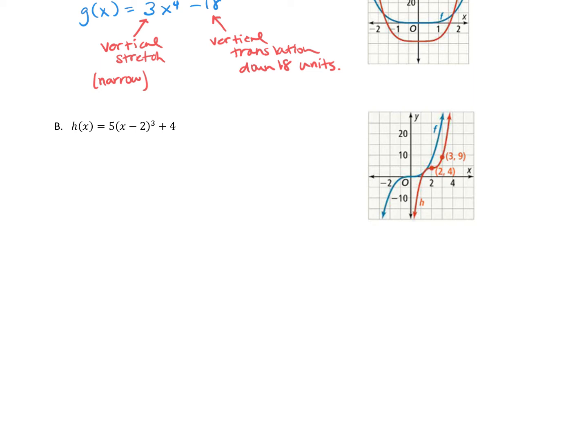Okay, so we have our second example, h of x equals 5 times x minus 2 raised to the third power plus 4. So what is the parent function here? I'll go ahead and just call the parent f of x. I can see here's the x, and here we're raising it to a third power. So x to the third power is the parent function. If we look at the graph, the f function in blue, this is the parent function for your cubic functions. It goes through the origin, it goes up on the right, down on the left. But we can see that our transformed function, h of x, looks a little bit different. So let's identify those transformations.